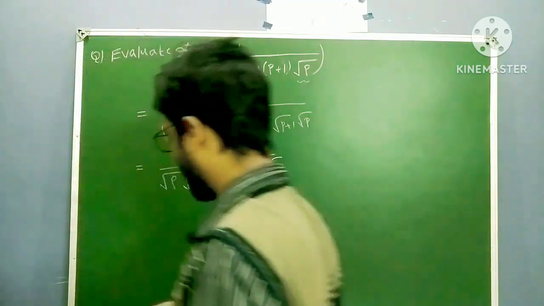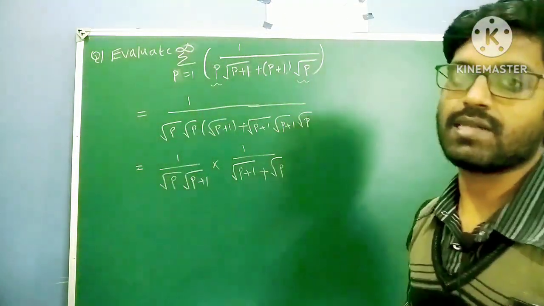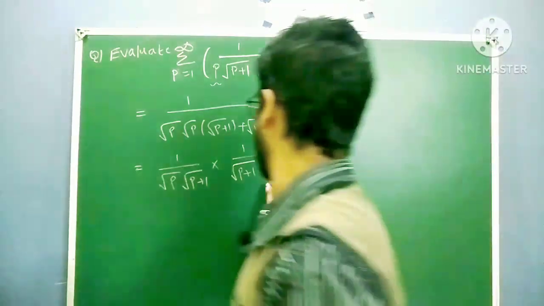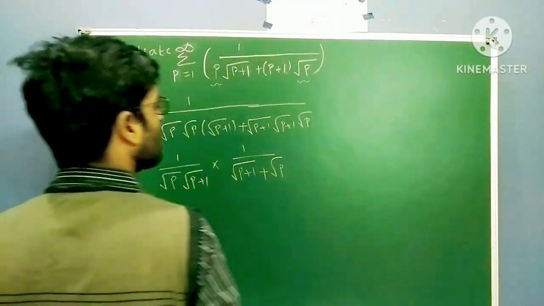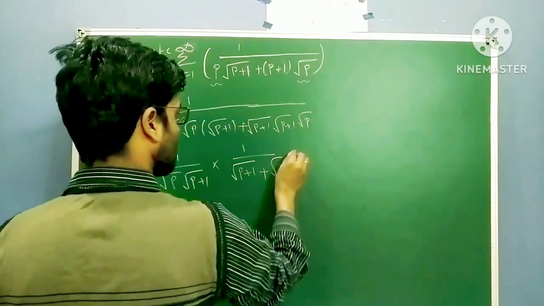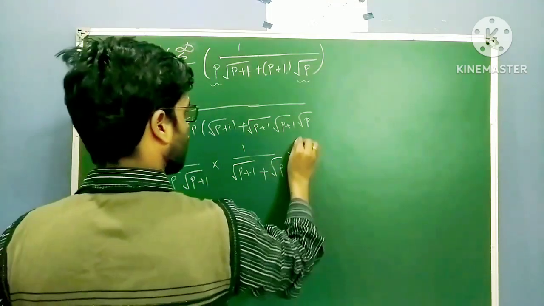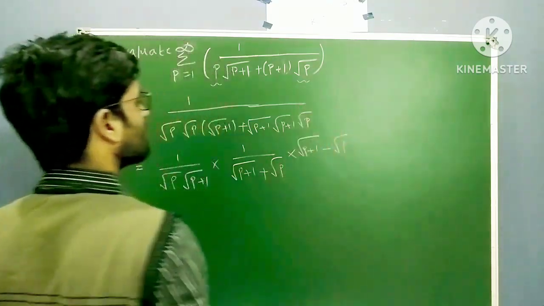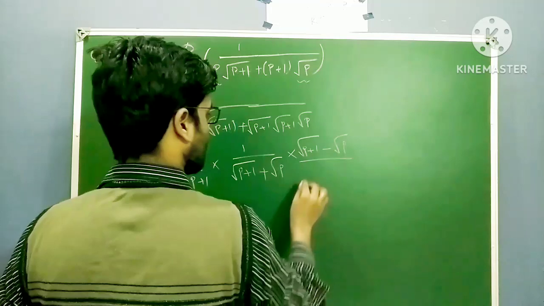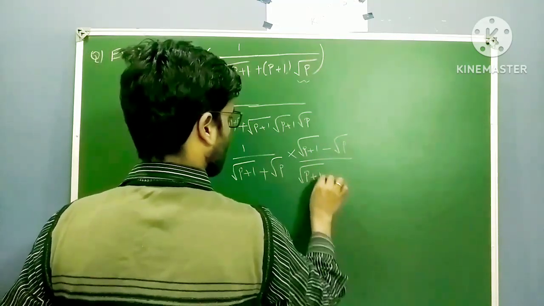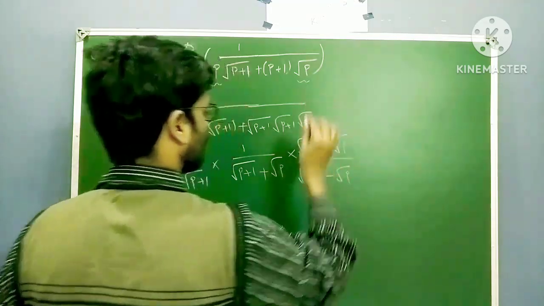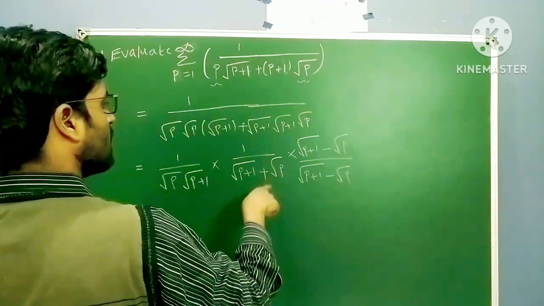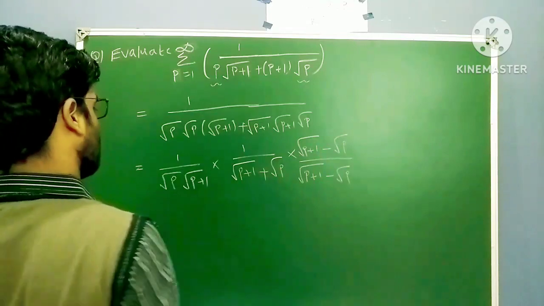Whenever we have roots, we have to rationalize. If you have a plus in the denominator, you have to rationalize with a minus sign. How can you rationalize? See, root p plus 1 minus root p. With the minus sign, you rationalize by root p plus 1 minus root p. You write it like this because the denominator has a plus, so you take the opposite sign.